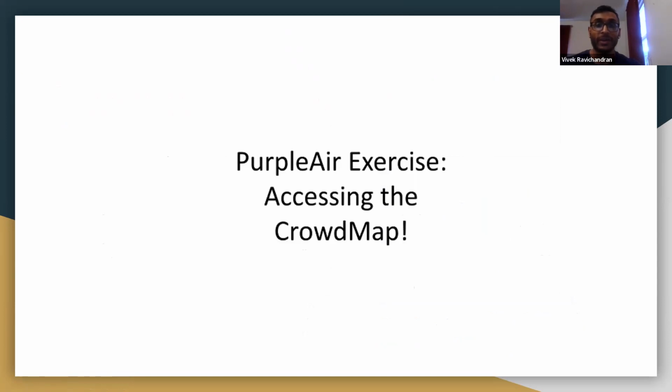I do have a purple layer exercise, and I feel like it's something that might clear a lot of questions. If folks want to participate in this, I can drop a link in the chat to the purple layer crowd map and kind of walk folks through how to access the data, how to install it, and sort of what the different colors and all of that means.